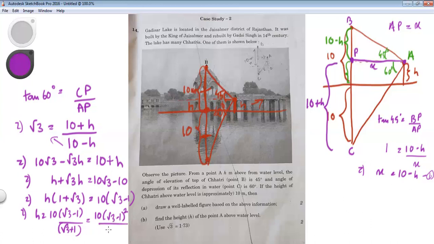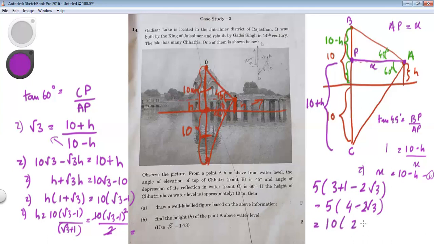You will get 3 minus 1, which is 2. So 2 cancels. You get 5 times (root 3 squared is 3, plus 1, minus 2 root 3). So this will become 5 times (4 minus 2 root 3). If you take 2 out, you will get 10 times (2 minus root 3). This will be the answer.